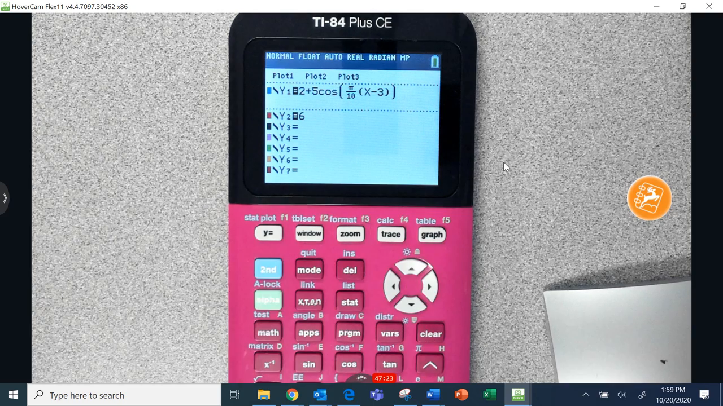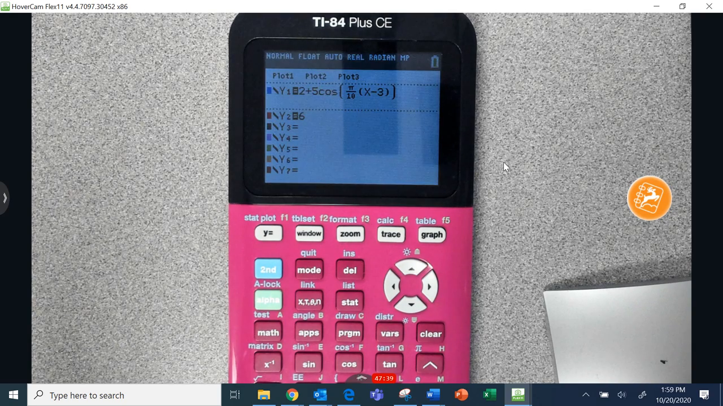I forgot to tell my other class this, but there is now a graphing calculator app that you can download onto your Chromebooks. So if you forgot your calculator that day, you could still use your graphing calculator on your Chromebook.